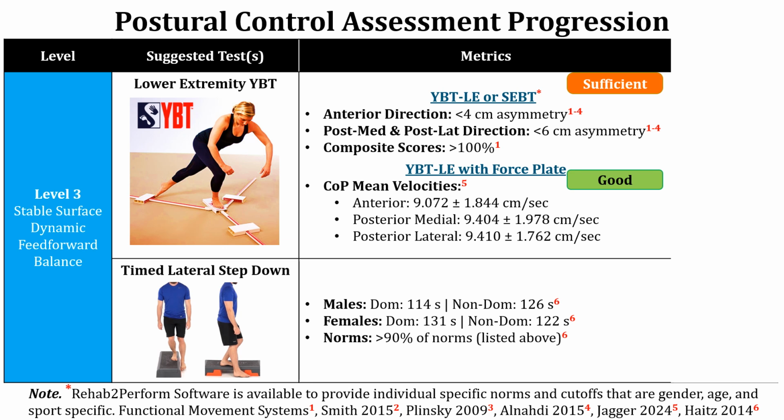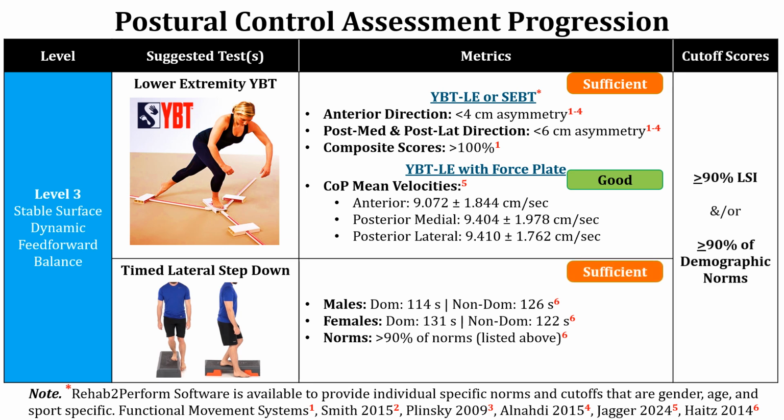And then you want the individual to have relatively good symmetry of 90% and to be within 90% of norms. And again, that would be a sufficient test if used as a part of a battery. And then the cutoff scores for both of these is comparable to what we've seen previously in the other levels, that we want the limb symmetry to be greater than 90% and/or greater than 90% of the demographic norms.